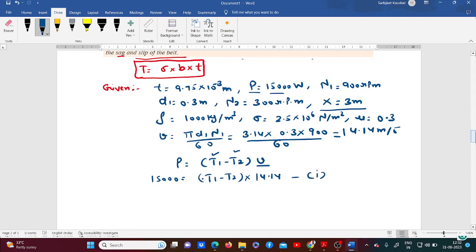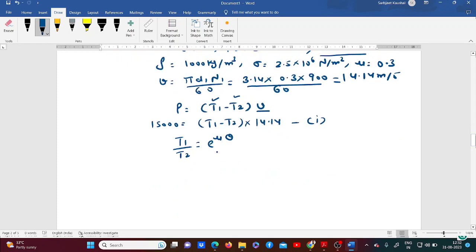Now the next thing is to calculate the value of T1 over T2. We have the formula T1 divided by T2 equals e raised to power mu theta. This derivation we have also covered in the previous lecture. So you can see my previous lecture video to know how we can derive this relation, where mu is the coefficient of friction and theta is the angle of contact between the belt and pulley.